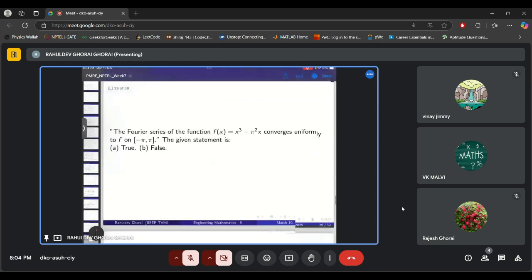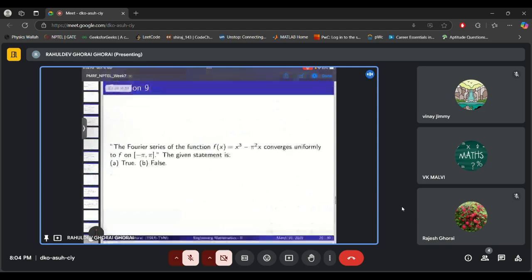Okay. So now let's talk about this function x cube minus pi square x. Where does this converge? So whether this converges uniformly to f on the interval minus pi to pi. Whether it's correct, like true or false.